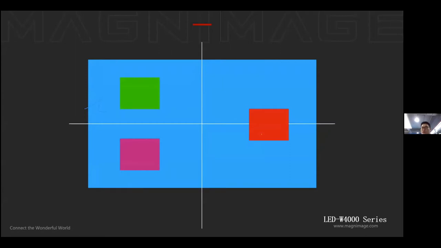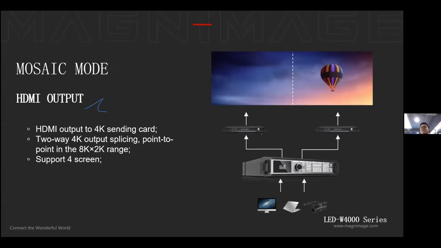Okay, also like this, layer 1, 2, 3, 4. And in HDMI output mode, we can do 8K by 2K mosaic, because two HDMI, each one supports 4K by 2K. So totally we can do 8K by 2K. And also we can do pixel to pixel display within this range. And same as the DVI output, 4 layers totally.